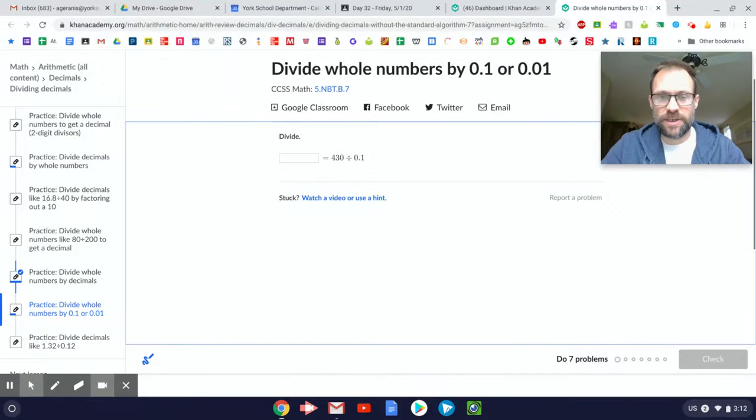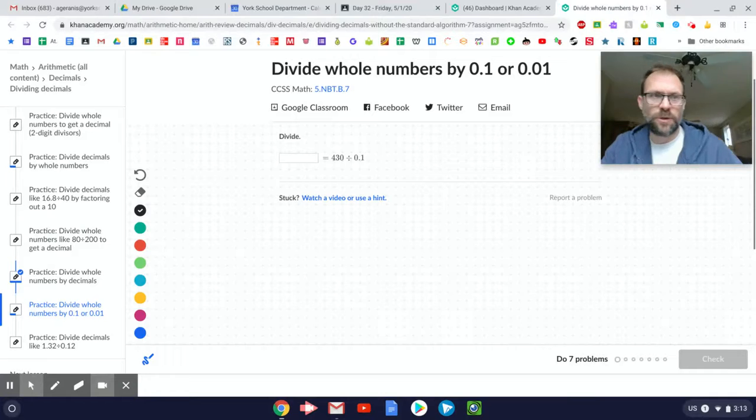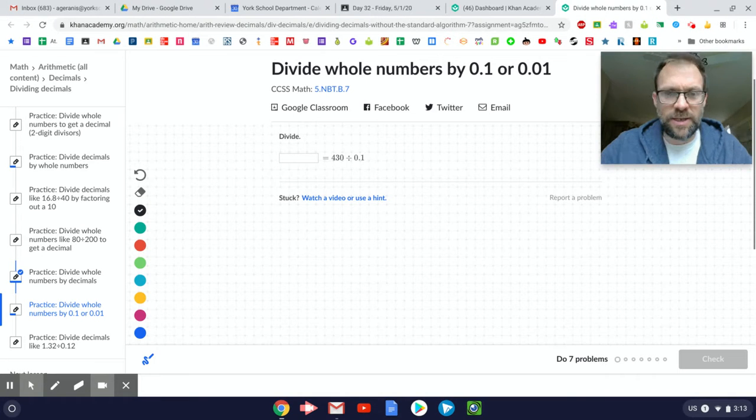Okay, so today we're looking for patterns when we divide whole numbers by decimals like 1/10 or 1/100th. And so you just watched Sal show you that pattern by doing a number of examples. And here I have open our first problem out of 7. And so I thought we could do this one together as additional practice. Okay, and we'll stick with the same strategy that you just watched in the video.